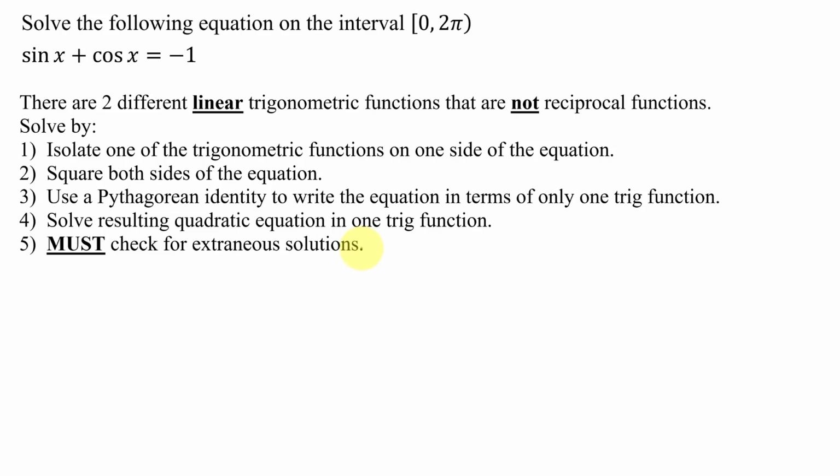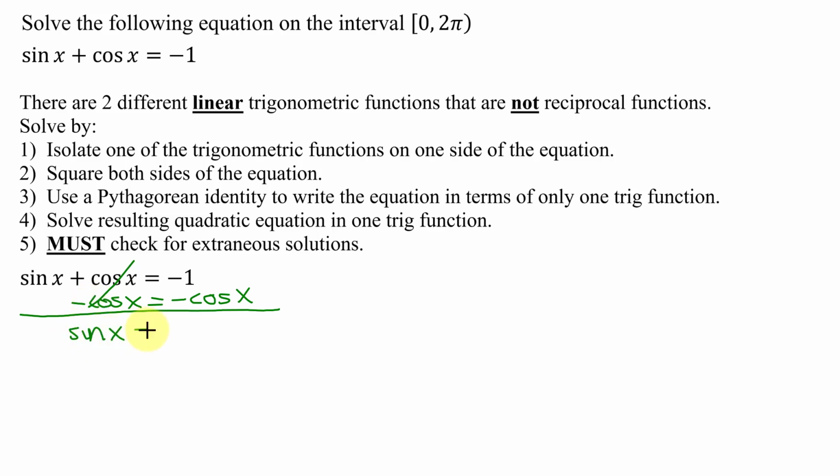So looking at our equation, here's my equation. I need to isolate one of the trig functions. Does it matter which? No. I'm just going to subtract cosine x from both sides of the equation. And so I get sine x that is isolated equals -1 minus cosine x. So that's step 1 done.